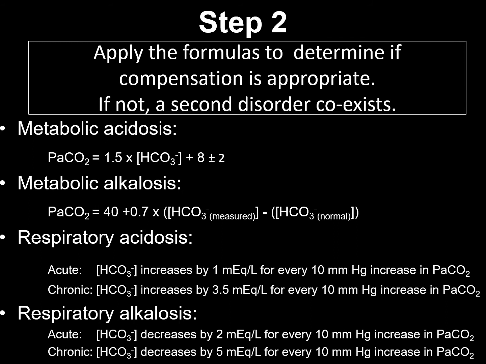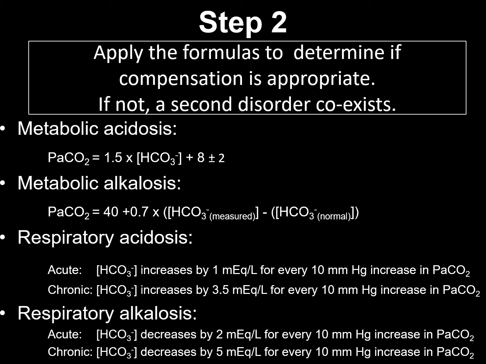Step 2. Apply the formulas to determine if compensation is appropriate. If not, a second disorder coexists. For metabolic acidosis, the formula called Winter formula is: arterial carbon dioxide level equals 1.5 multiplied by the bicarbonate concentration plus 8, plus or minus 2.